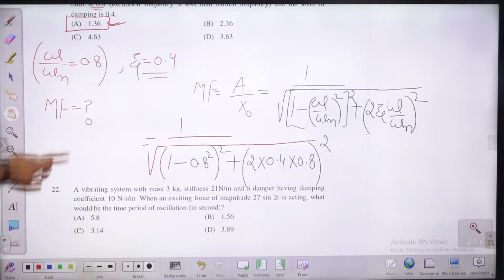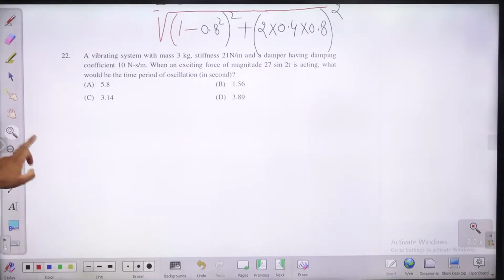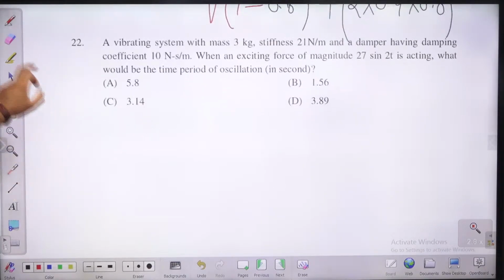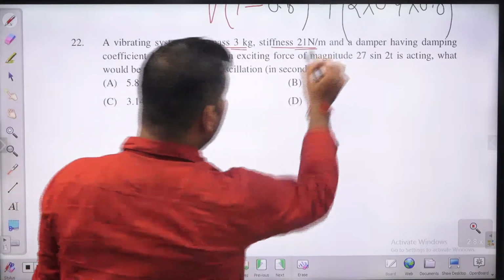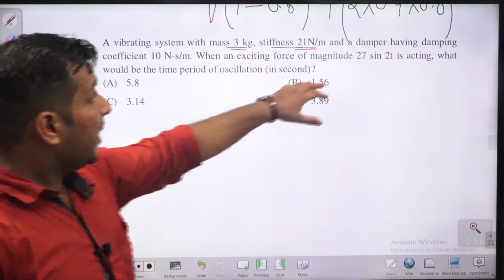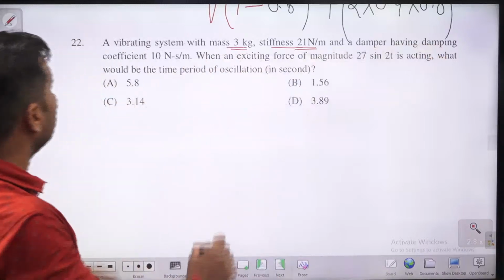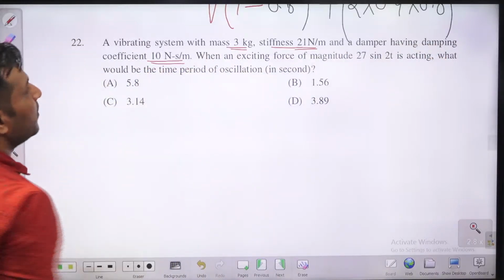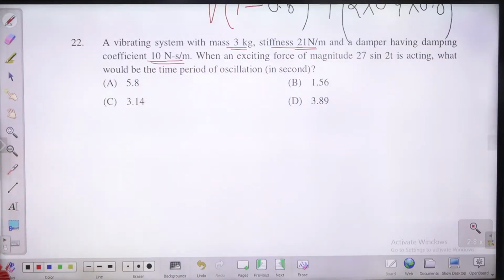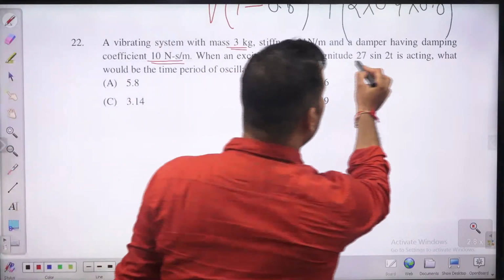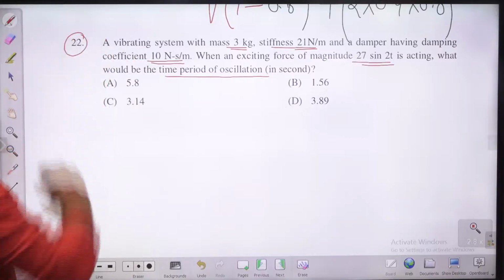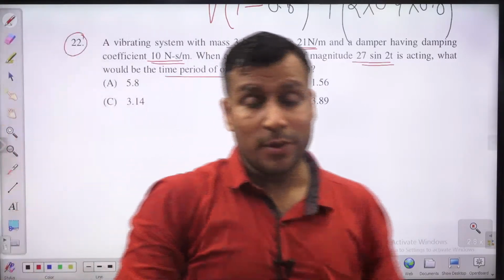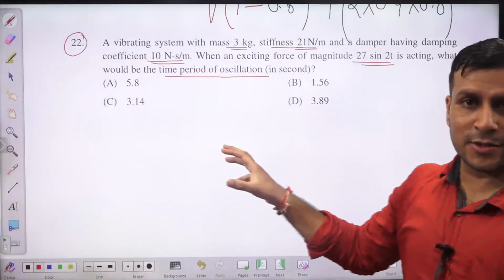Let's go, next question in front of you, question number 22. A vibrating system with mass 3 kg, stiffness 21 Newton per meter, and a damper having damping coefficient 10 Newton second per meter, when an excitation force of 27 sin 2t is acting, what will be the time period of acceleration? This is a very, very good question, guys. Please try this question.